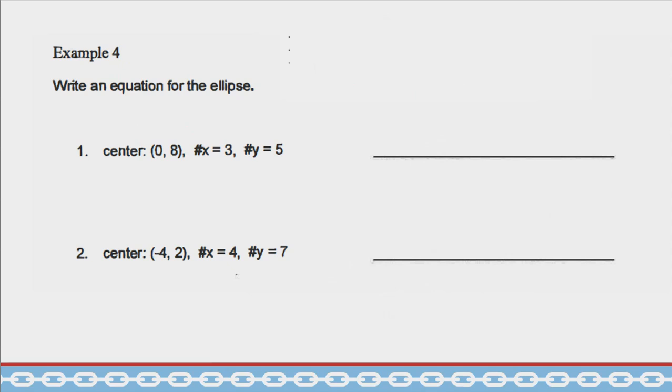Lastly, just writing some equations. So just kind of setting up that generic format. These are all equal to 1, so that helps. Nothing here is getting added to x, so it'll be x squared. And then my y part is going to be y minus 8 being squared. And then my denominators are the respective radii squared. So x radius squared is 9, y radius squared is 25. And then I will let you take a moment to try the second one here on your own.